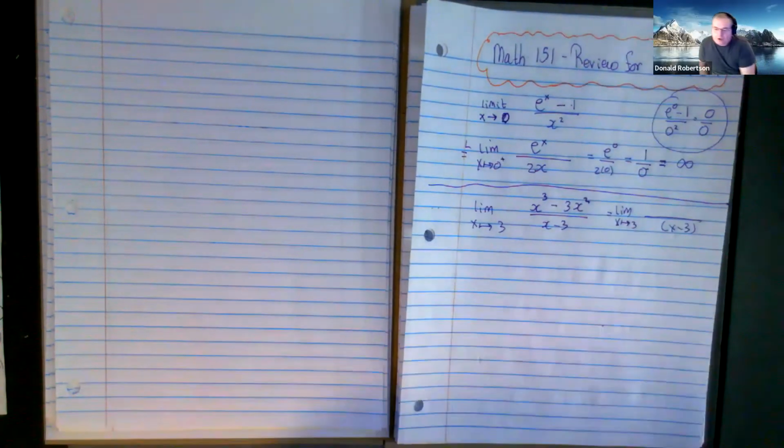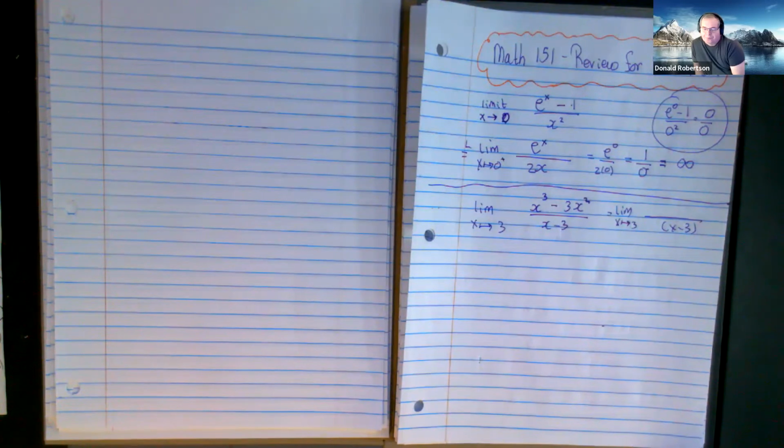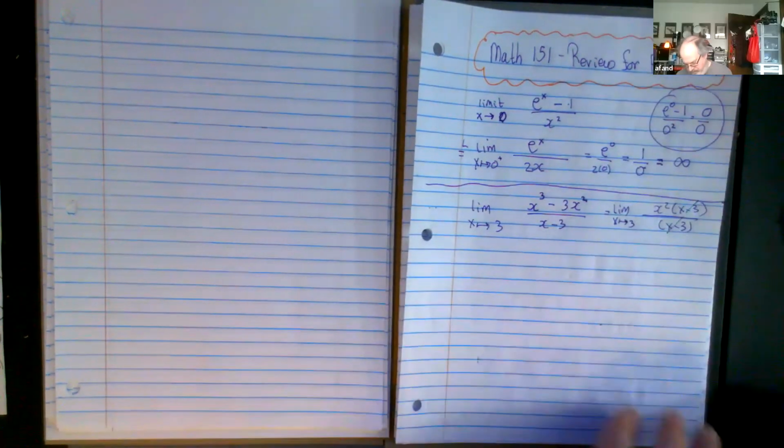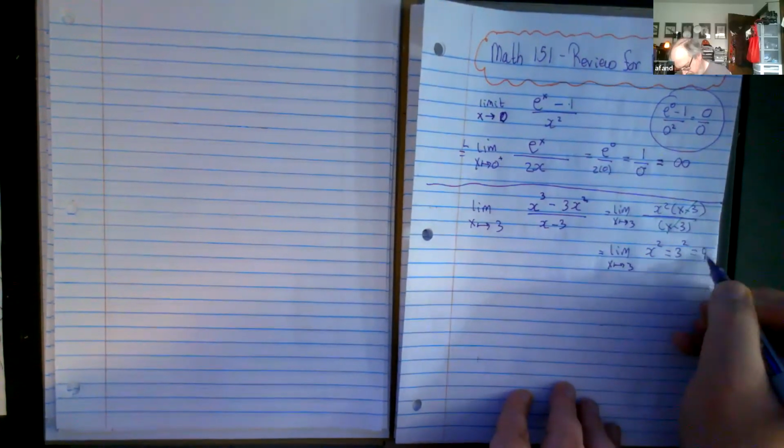Can anybody see a common factor that you could pull out of the top expression? X squared. Okay. And you get that. And the whole trick in factor and cancel is, shouldn't the factors cancel, right? If you've done it right. Then what we're looking at is simply the limit as x tends to 3 of x squared, which is 3 squared, which is 9. So there's your answer.